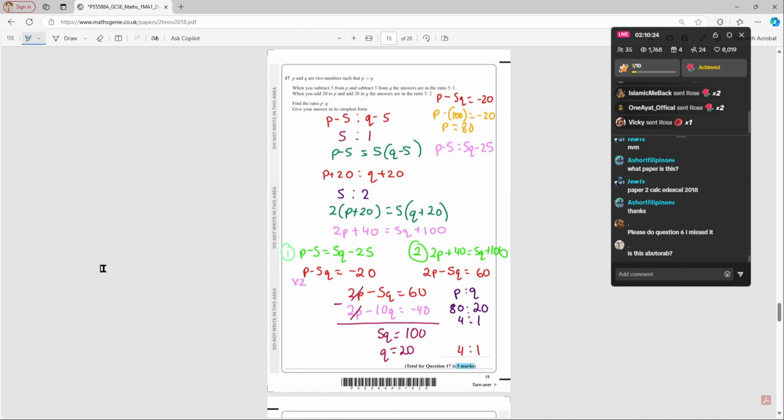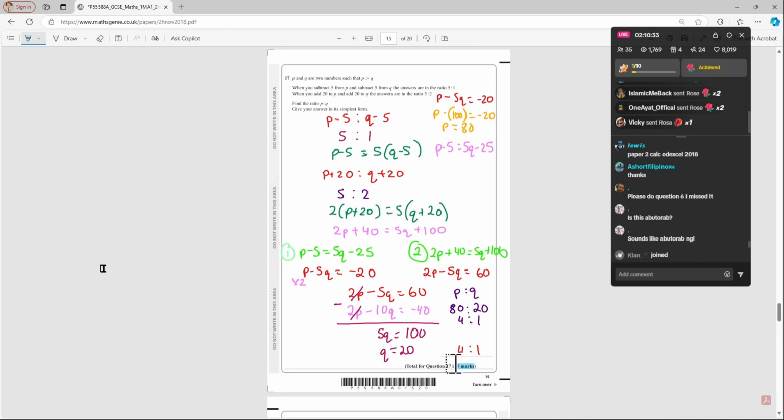So give a thumbs up in the chat if you understand and are ready to move on to our next question. So that's basically what we have to do. We have to form our two equations by using our inequality and our ratios, and then work it out. Okay?